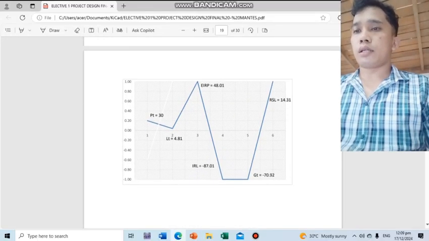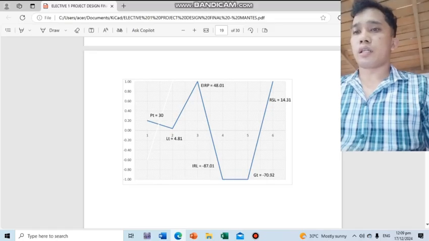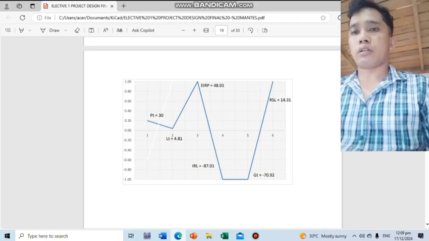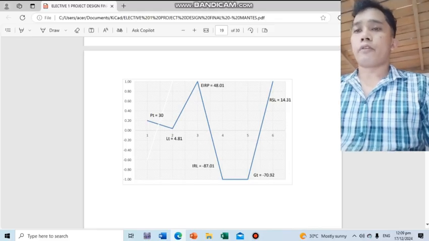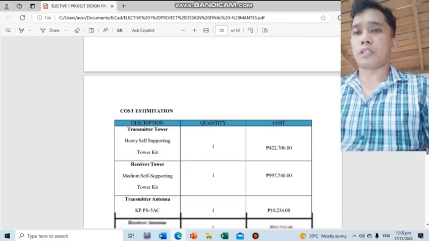Next, the power level diagram. As you can see, the graph shows the power calculation in my project: transmitter power 30, LT 14.82, EIRP 0.81, negative 7.01, GT 70.92, and RSL 14.31. These data are from the values that I solved in the previous page.